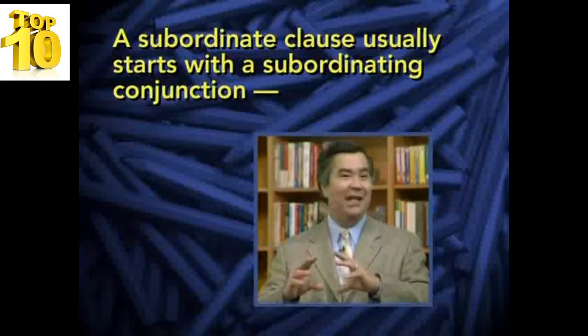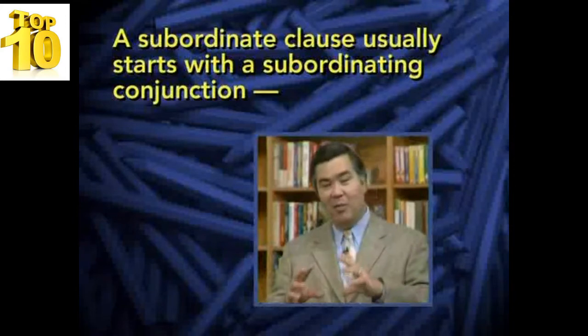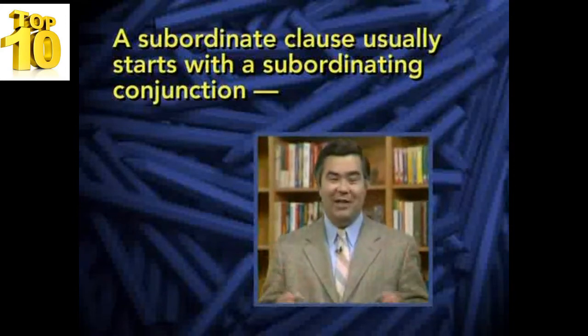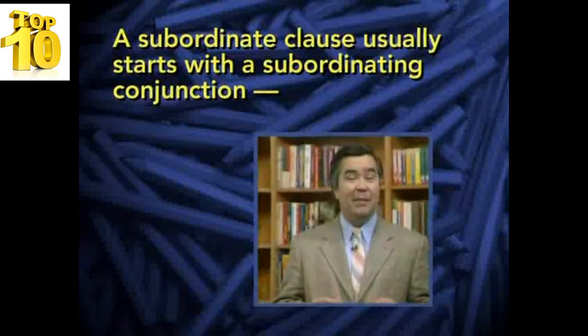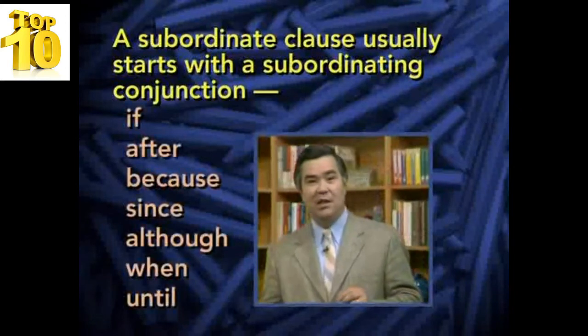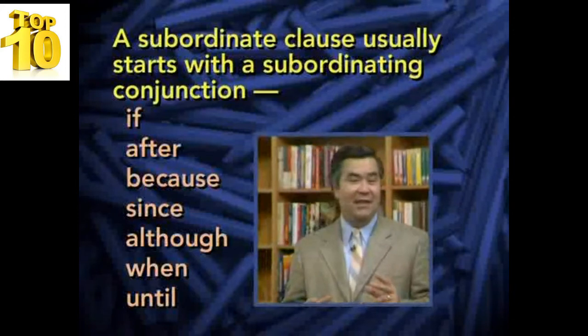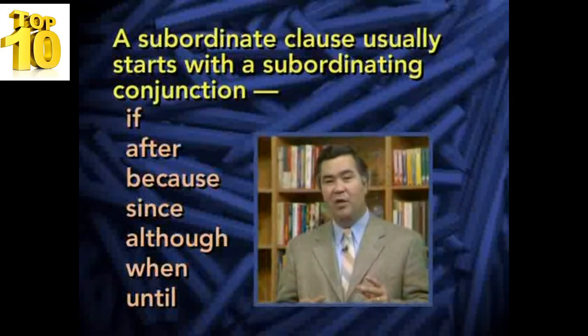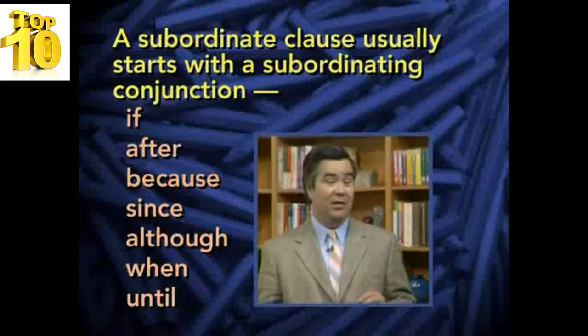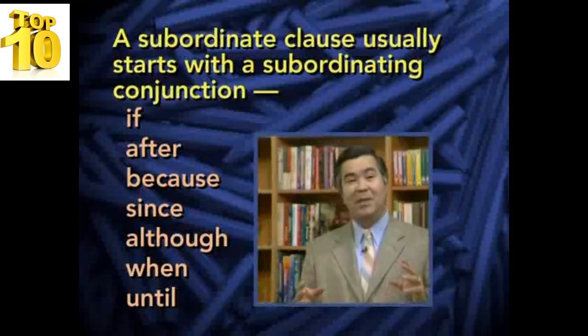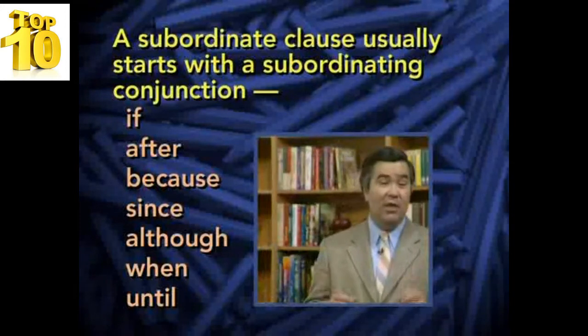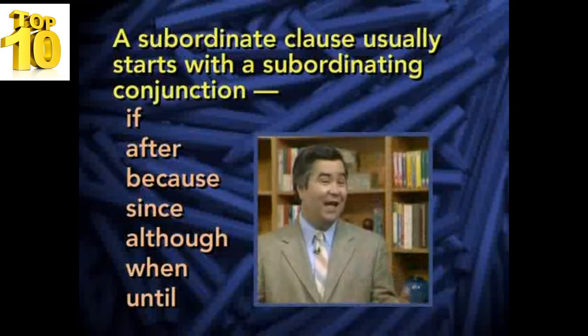Because the subordinating conjunction is present, the subordinate clause can't stand alone as a sentence. Here are some examples of subordinating conjunctions. If, after, because, since, although, when, until. Normally, a clause that begins with one of these words, one of these subordinating conjunctions, can't stand alone as a sentence because it won't express a complete thought. Therefore, we consider it a subordinate clause.